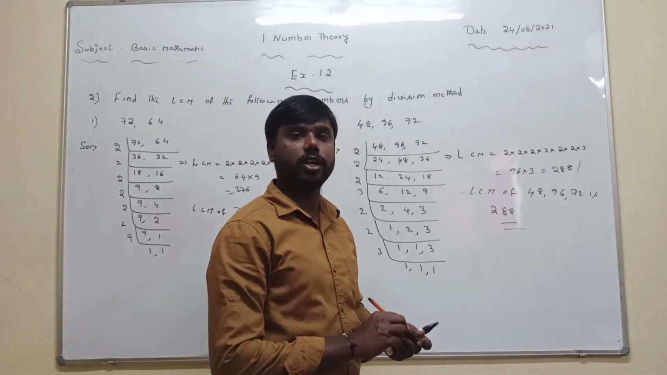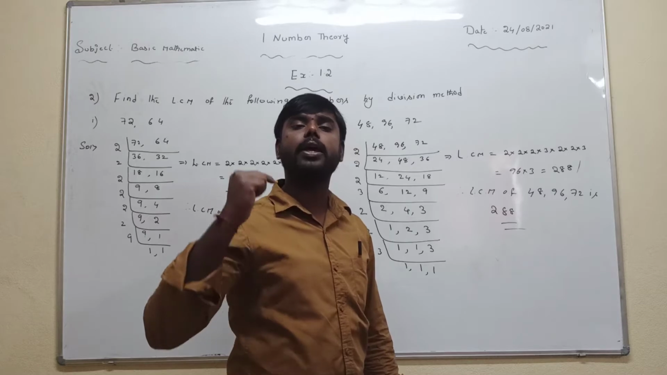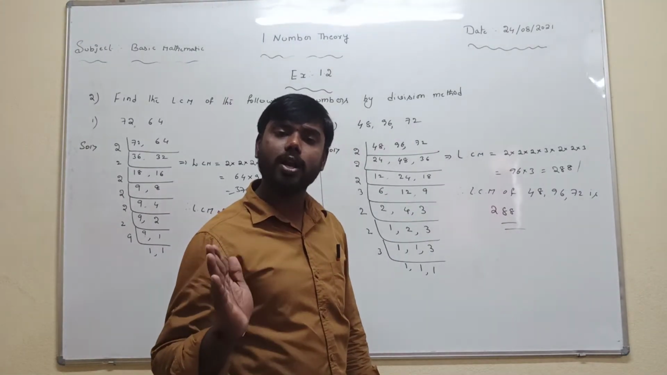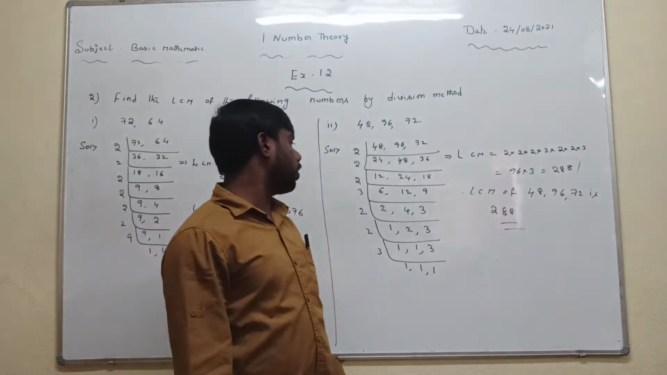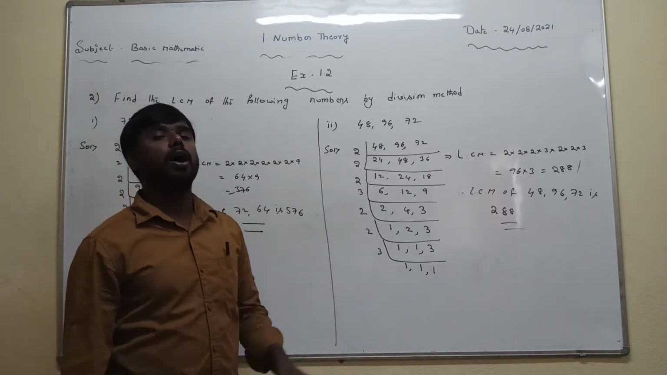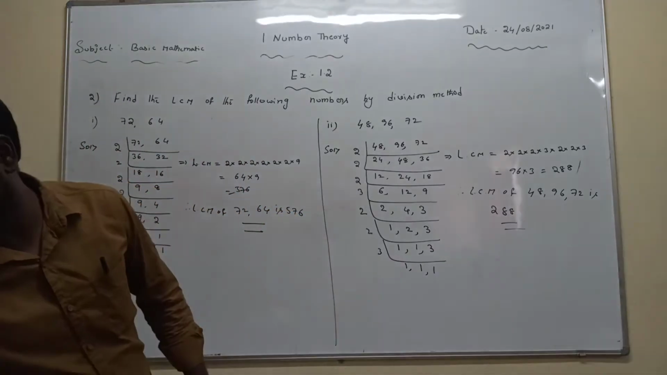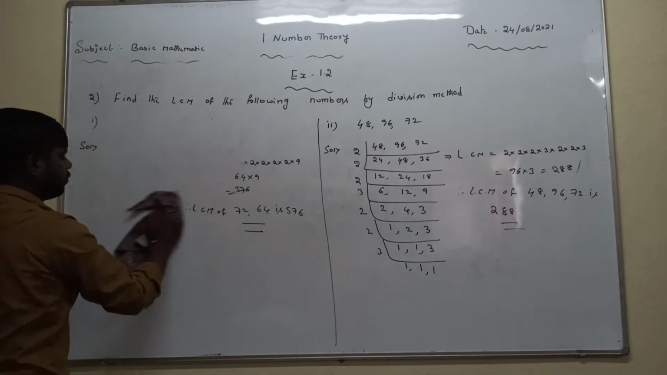Do you understand here, students? First divide all the numbers by common prime numbers until the remainder is 1 or a prime number. Stop the division, then LCM is equal to the product of all the divisors. It is called the division method. So see the next question, number 4.